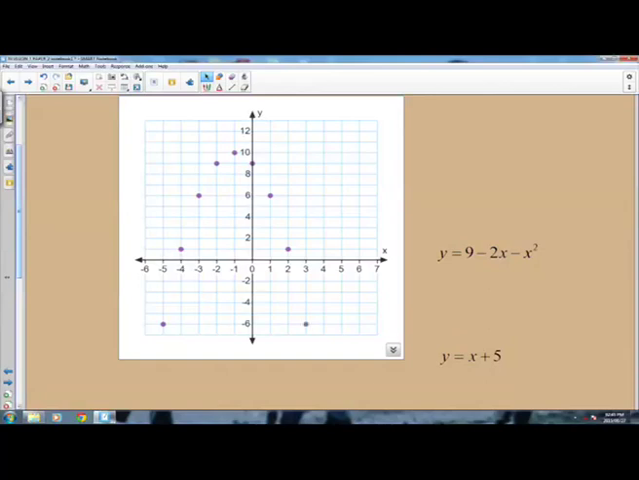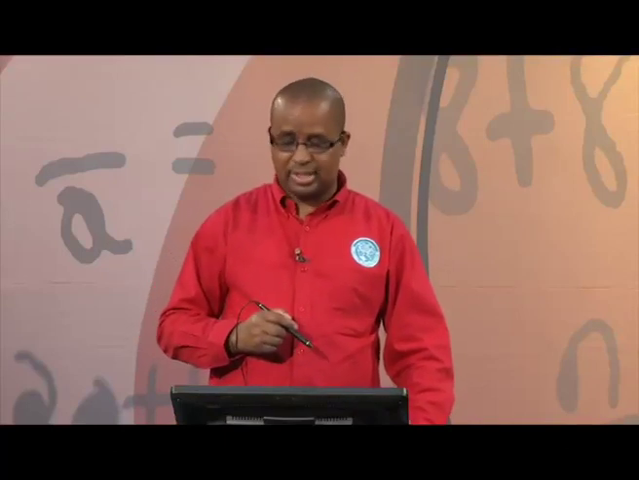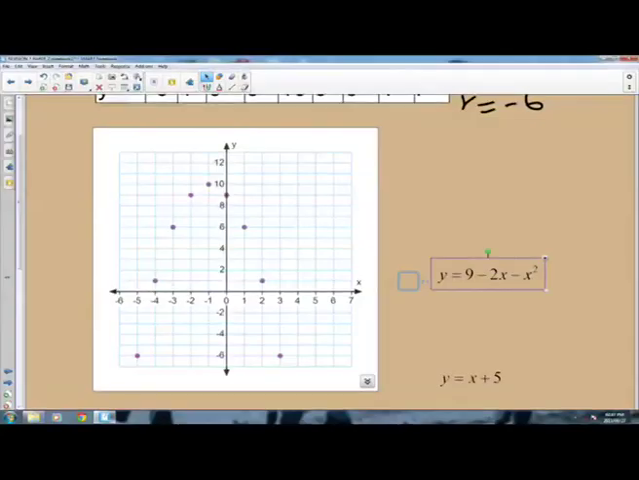So we have managed to plot the points. After plotting these points, you are expected to draw the graph y equals 9 minus 2x minus x squared. And to draw this graph, you use freehand. So all that you are going to do is to make sure that you produce a smooth curve using freehand. This curve, you are going to use it to answer some questions that will follow. And it's very important that it's accurate to avoid loss of marks.